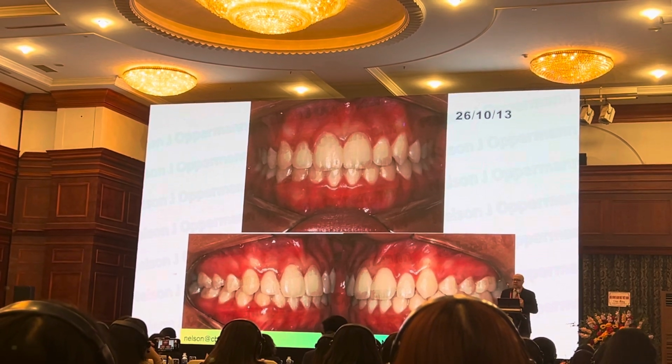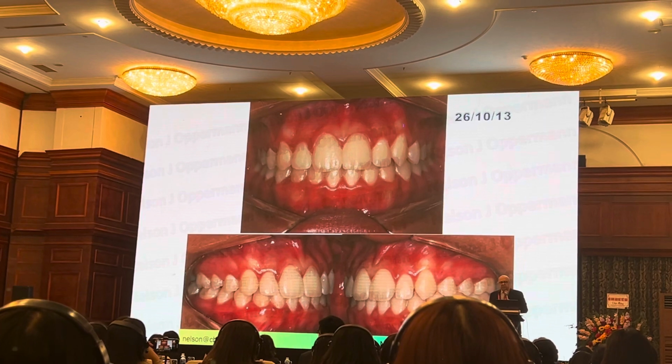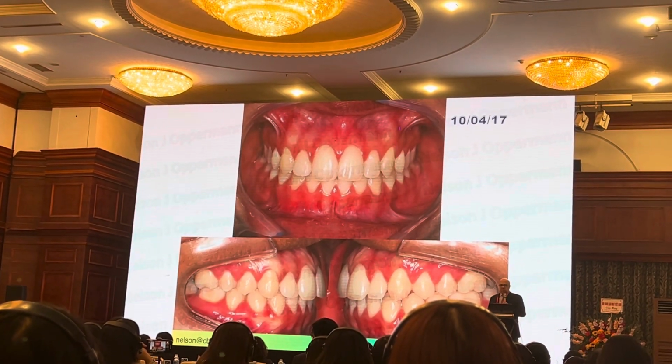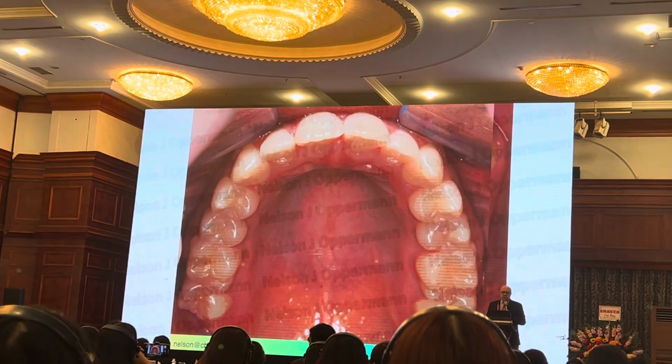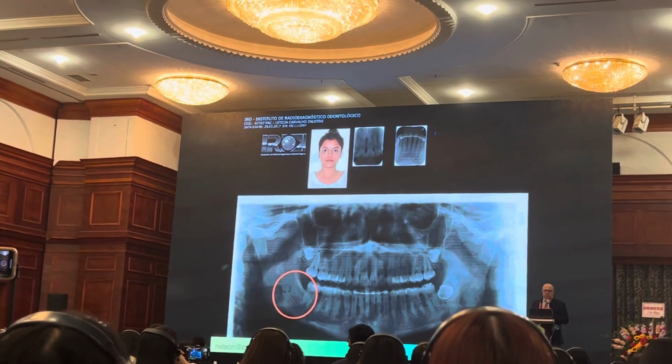This is 2013, and I see this girl again 4 years after. This is her follow-up 4 years after. So still very stable, very nice. This is the occlusal view. Her panoramic 4 years after, she's missing one third molar here.